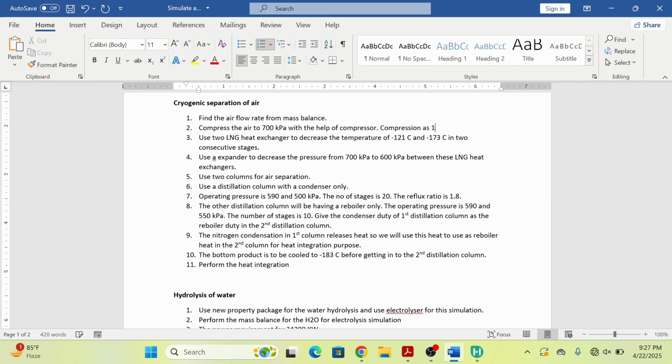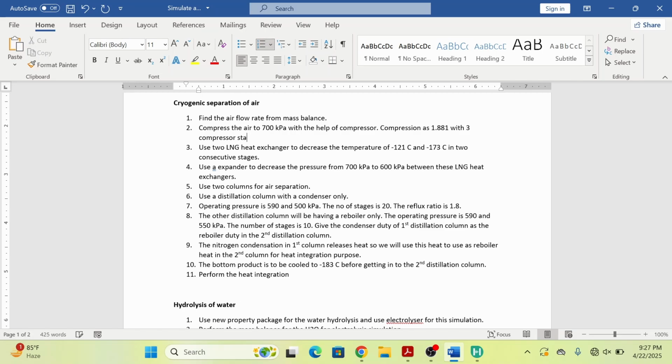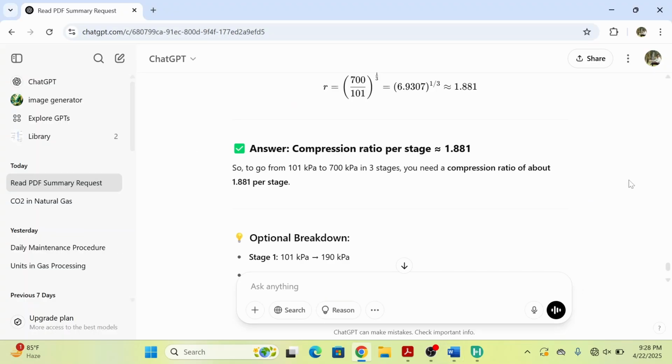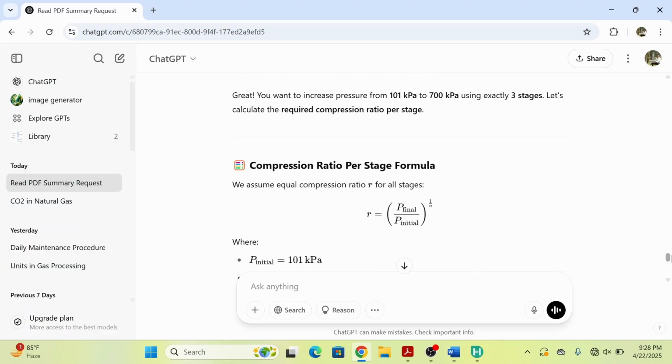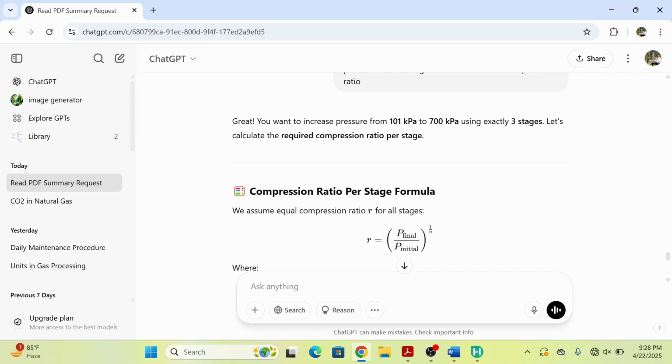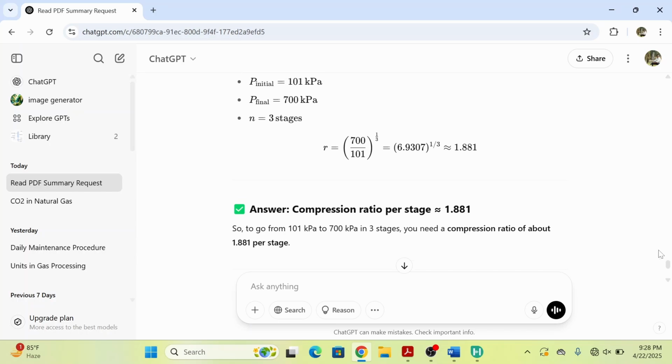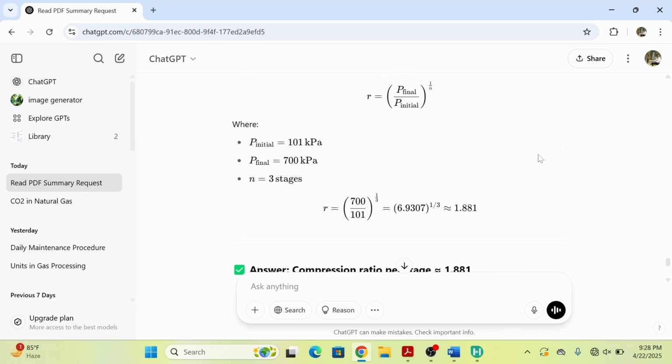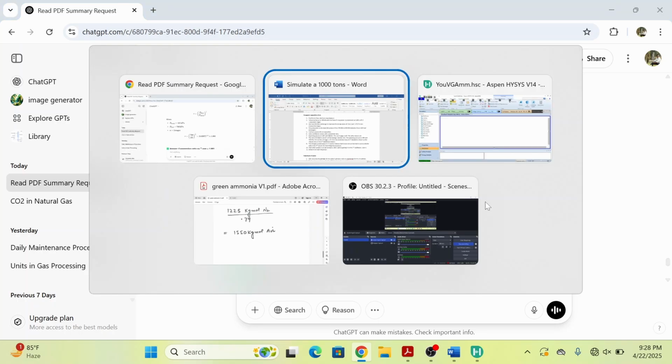So now I can write that I have to use a compression ratio of 1.881 with 3 compressor stages. You can calculate the number of stages, and the formula you can use is very simple. You have to define your final pressure and initial pressure, and this 1 over n shows your number of stages, and this R will give you the compression ratio. I have used ChatGPT for this calculation. Generally, I have maintained the compression ratio below 2 for this simulation.